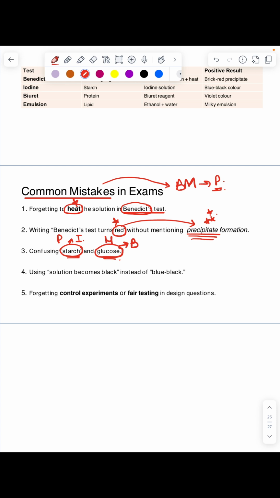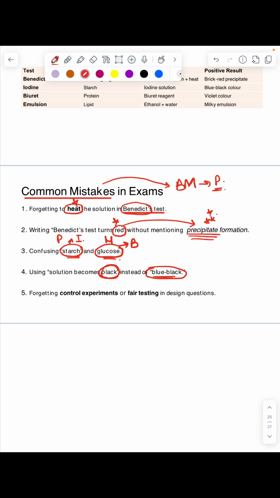Fourthly, many students write when talking about a positive iodine test that the solution becomes black or the solution becomes blue. But they're supposed to write the solution becomes blue-black and that indicates a positive test. So absolutely you're supposed to write blue-black. You cannot only write black, you cannot only write blue. So again, that is something that is extremely important.